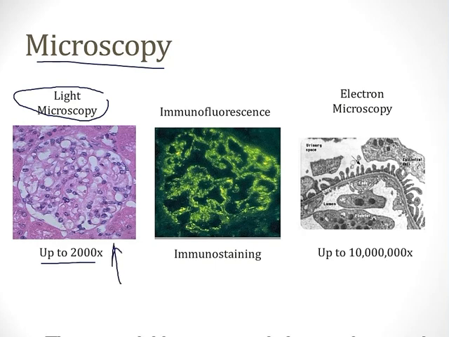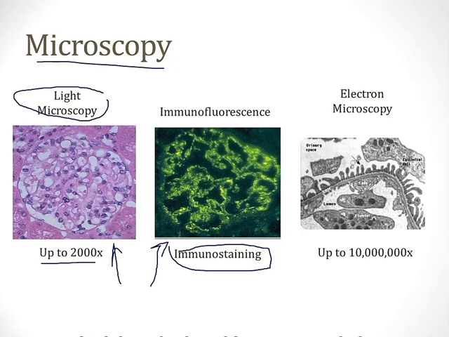The second thing you can do is treat the sample with antibodies that light up under immunofluorescence. And this is a way to look for specific proteins or antigens. And this is called immunostaining. And this is a picture here of a glomerulus that's been stained with immunofluorescence.